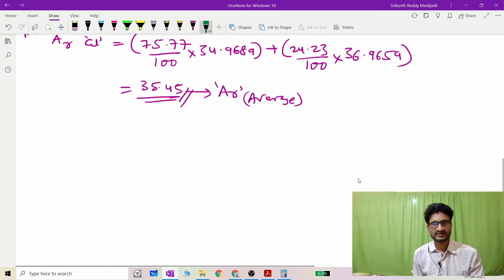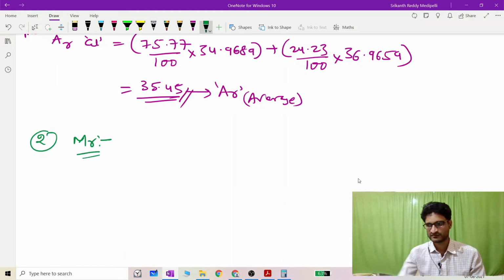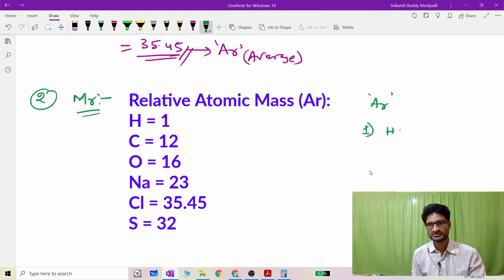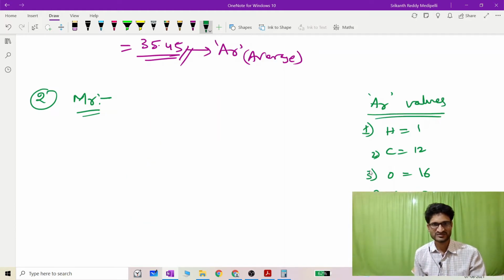Okay, let's continue with the second one. So the second one is how to calculate the relative formula mass of different molecules. For that we need to know the relative atomic masses. Okay, so I'll just write it down. Let's take hydrogen. Hydrogen relative atomic mass is 1, carbon is 12, oxygen is 16, sulfur is 32, and sodium is 23. I think that should be enough for now, depending upon the examples, of course.